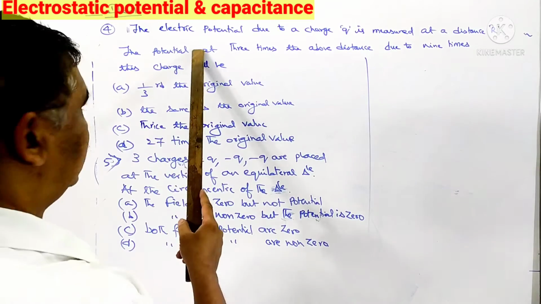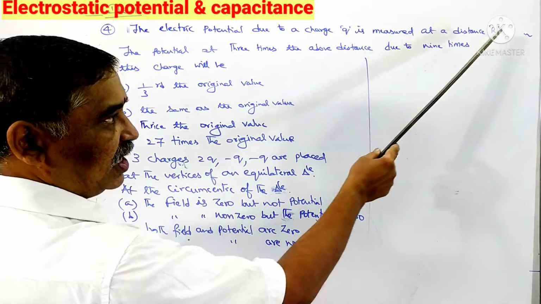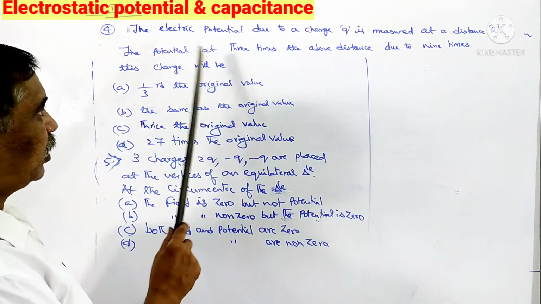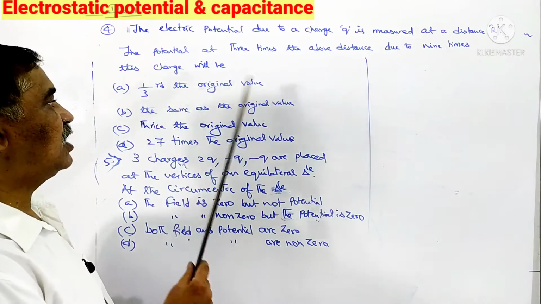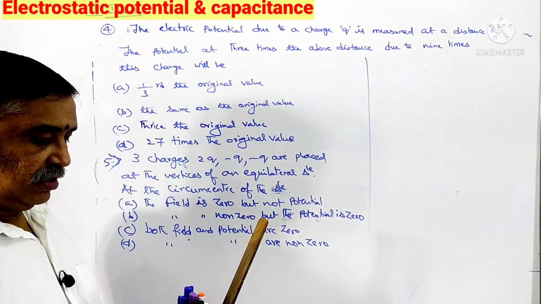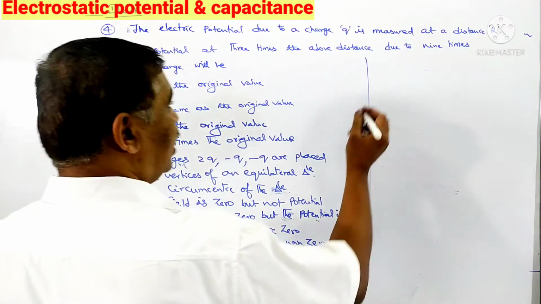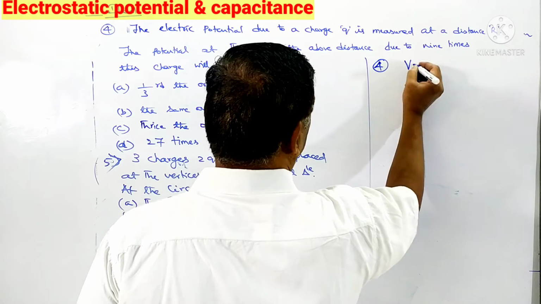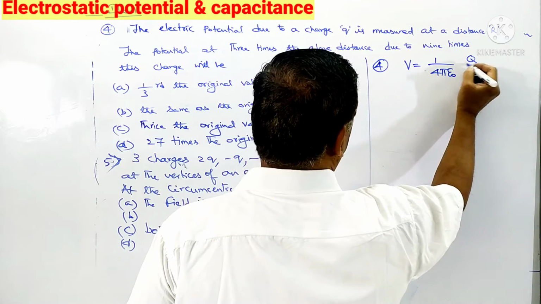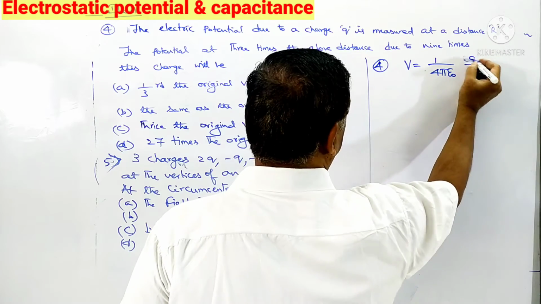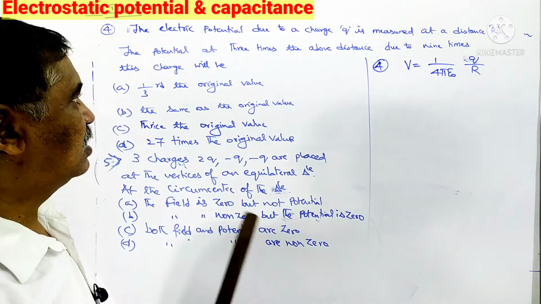Come back to the next problem. The electric potential due to a charge Q is measured at a distance capital R. The potential at 3 times the above distance due to 9 times the charge will be? Four options are given. Just recall the formula for electric potential. Electric potential is V is equal to 1 by 4 pi epsilon naught Q by R. I have taken Q, and R is the distance.